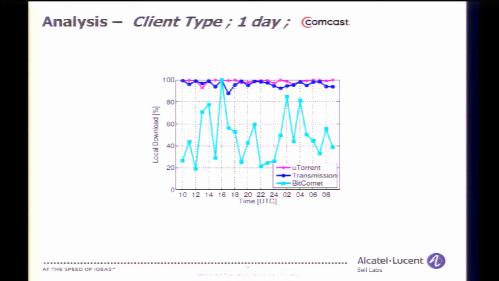So for uTorrent and Transmission, yeah, there is some variance, but it's working pretty well. More than 90% of the traffic is local. BitComet, there's not much we can say. I mean, sometimes it's bad, sometimes it's good. We don't know what's happening.